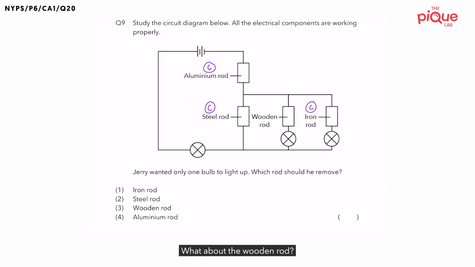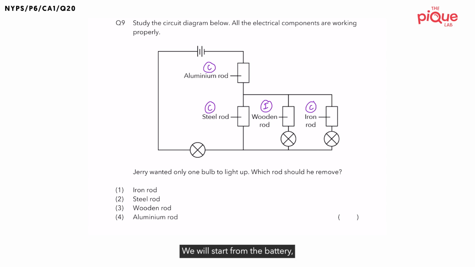What about the wooden rod? The wooden rod is an electrical insulator. And do electrical insulators allow electricity to pass through them? No, they do not. Now that we have labeled the electrical conductors and insulators, we can highlight the possible pathways that electricity can flow through this circuit.